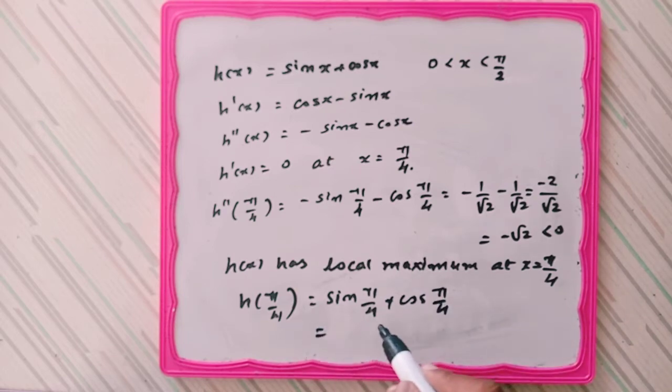So it is 1 by root 2 plus 1 by root 2, 2 by root 2, which is root 2.